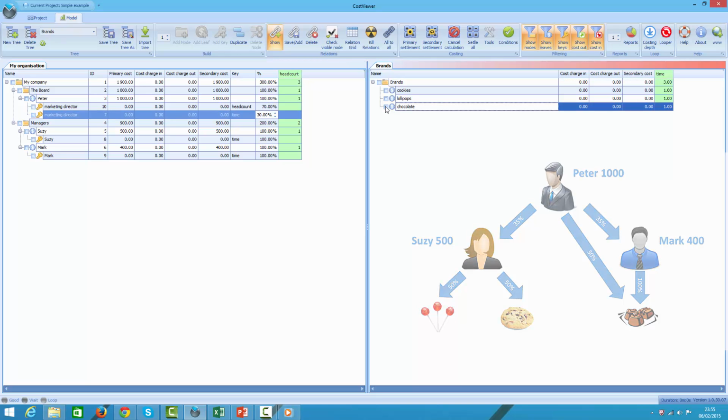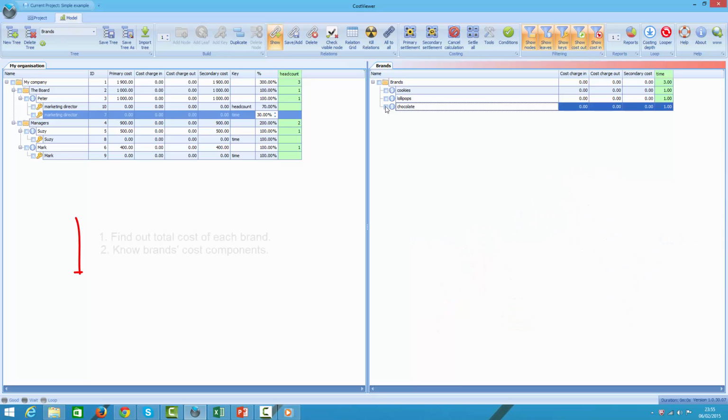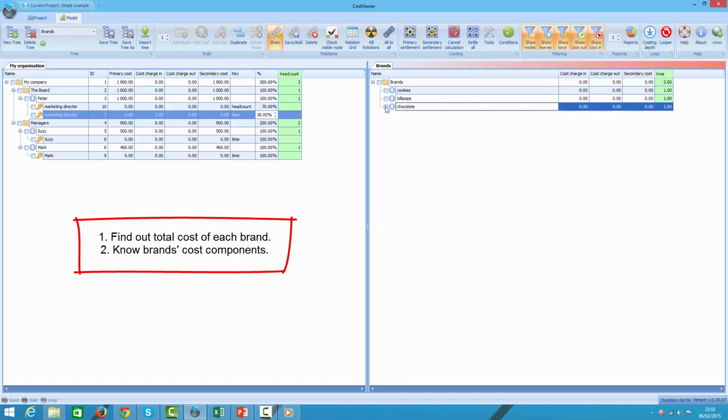Based on the following assumptions, our task is to calculate 2 things. 1. To find out what the total cost is for each brand. And 2. To understand what amount of each person is embedded in, that is absorbed by each brand.